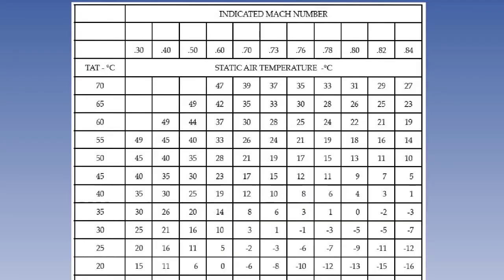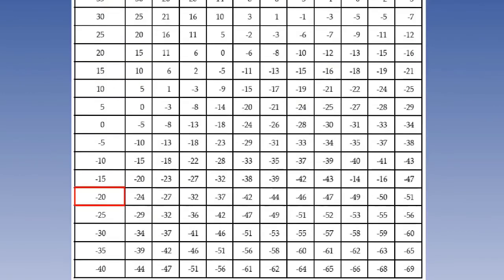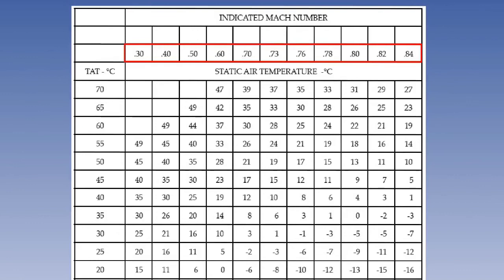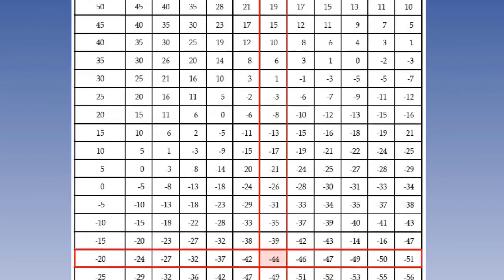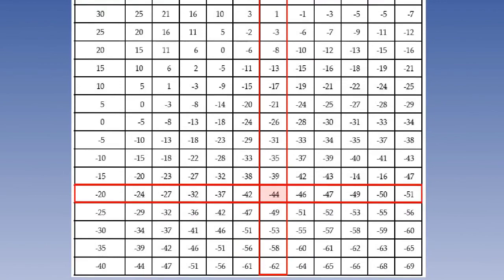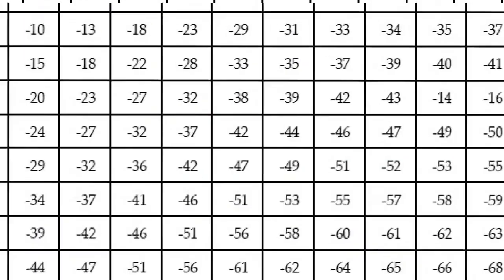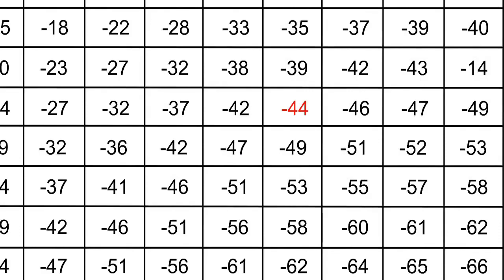This is an example of the correction table for the Boeing 737. Again, we'll show how it works and we'll use the same numbers. You enter with the left-hand column and go down to the indicated total air temperature, which is minus 20 in our example. Then, in the Mach number row, you find 0.73. You read off the static air temperature where the row and column meet. As we can see, it gives the same answer, minus 44.